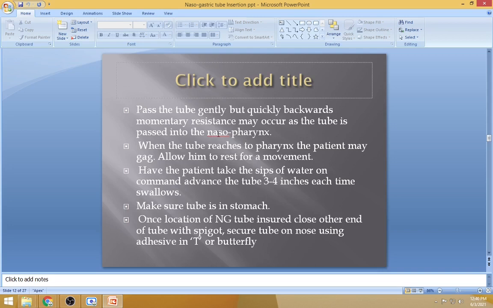Otherwise sometimes we use sips of water also from the side, so that when the patient is about to swallow, at that time we insert the tube. Okay, when the tube reaches the pharynx, the patient may gag. Allow him to rest for a moment.